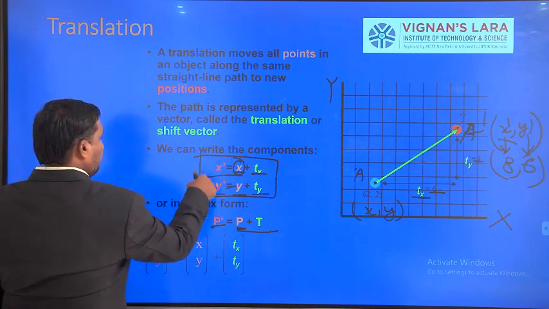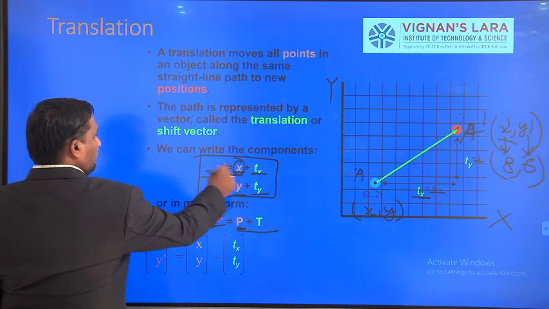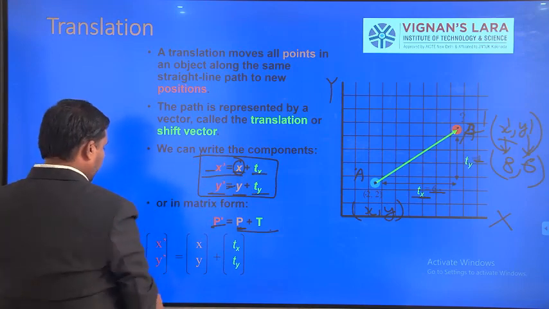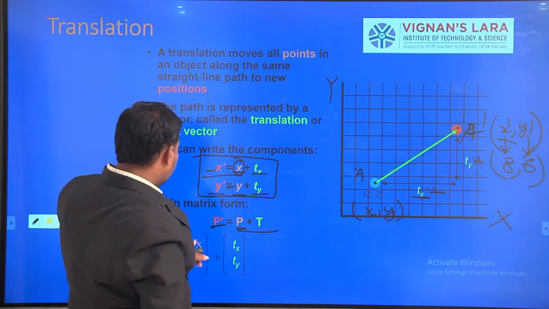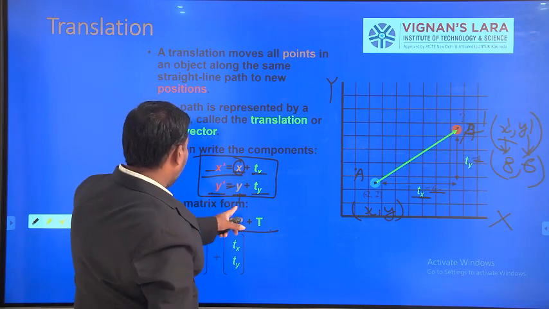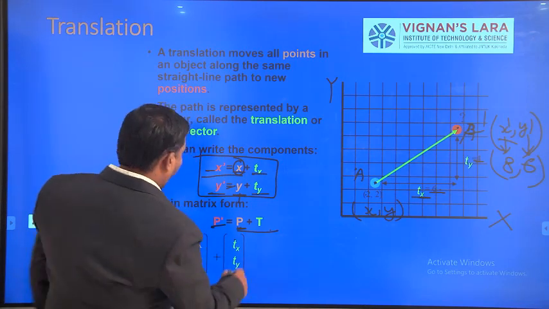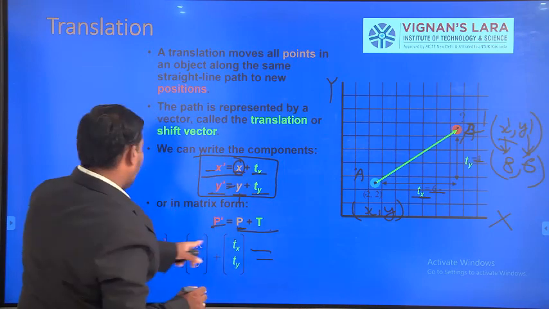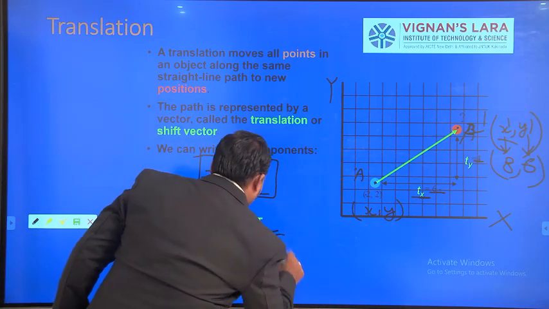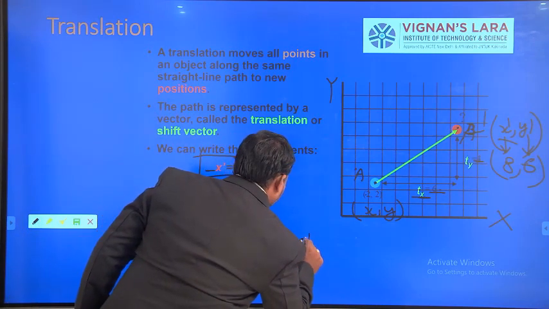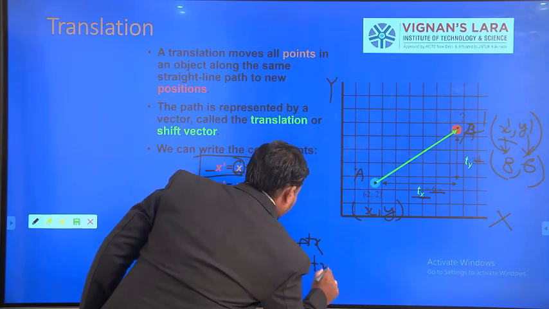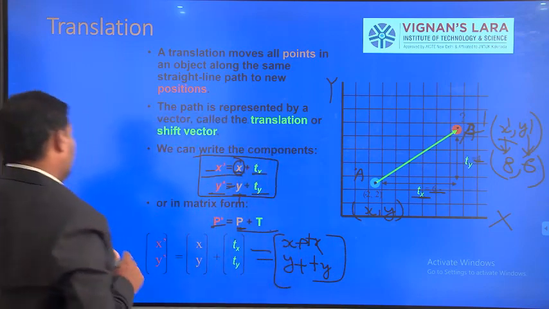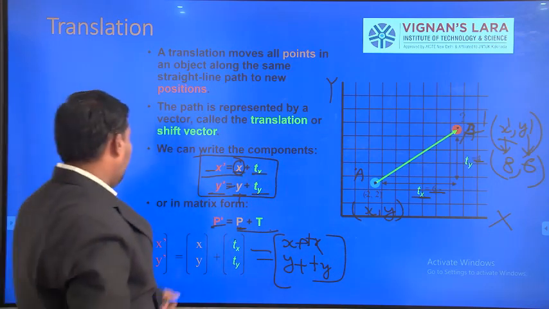We will represent x dash and y dash in column matrix like this, equal to x y, that is initial coordinates, plus tx ty. Then x dash equal to x plus tx and y dash equal to y plus ty. So x dash and y dash we can write like this.